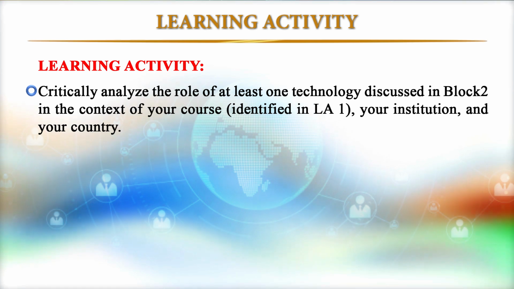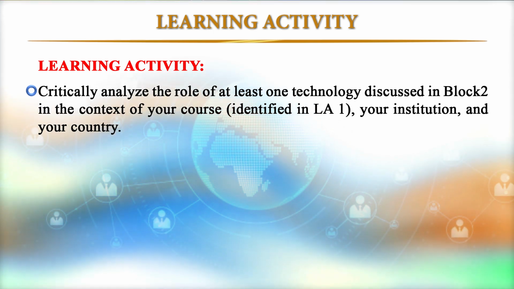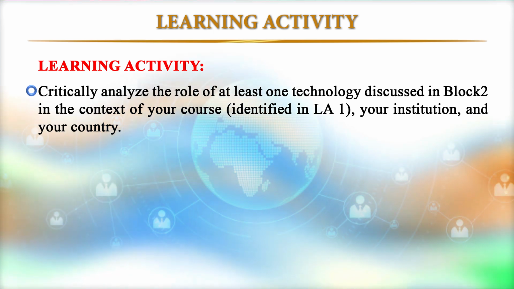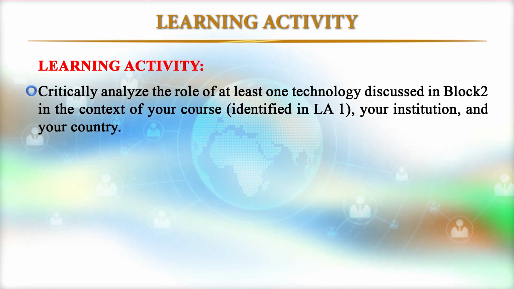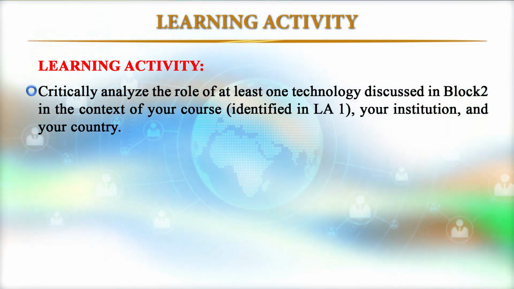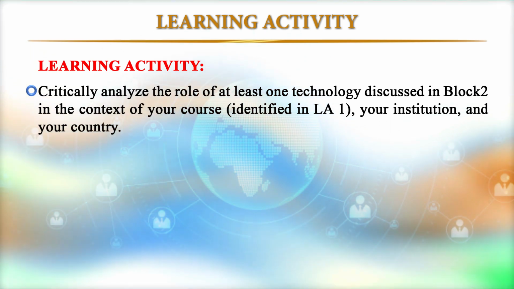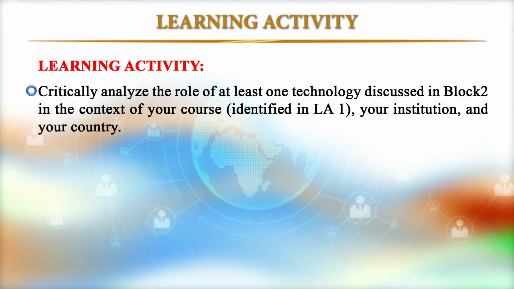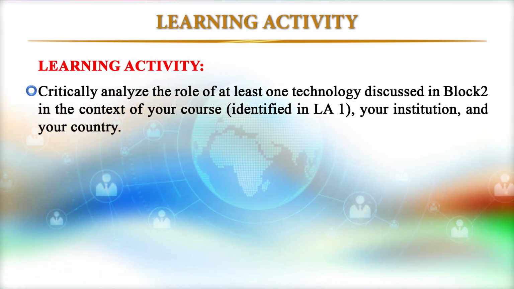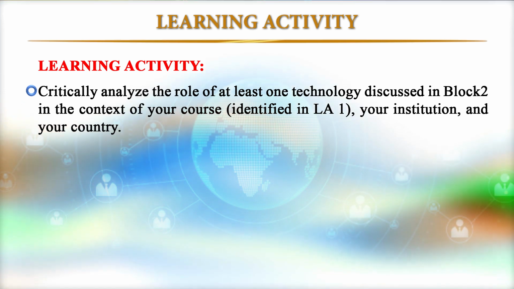In this learning activity, the requirements are to critically analyze the role of at least one technology discussed in Block 2 in the context of your course. That means your course is the one you have identified of your choice in learning activity 1. That will continue from learning activity 1 up to learning activity 10. So, you have to carry forward the course of your choice from activity 1 to activity 10. Basically, all the components, whatever activity you are going to do, are based on your selection of the course.